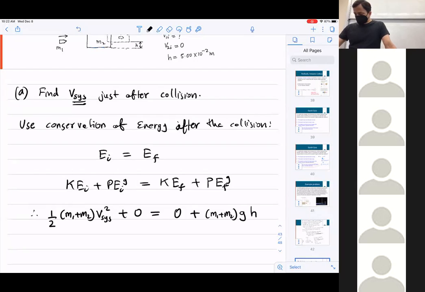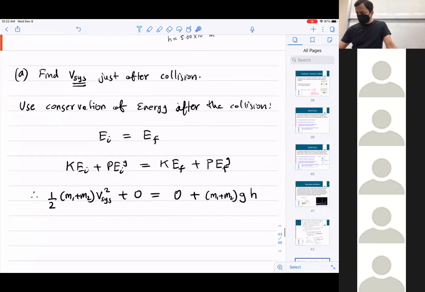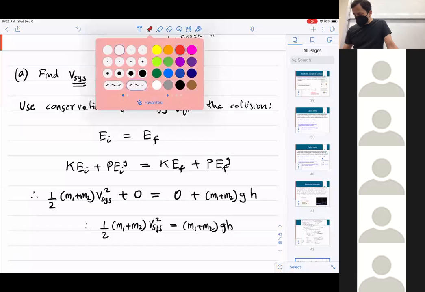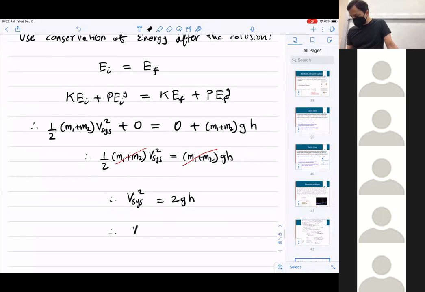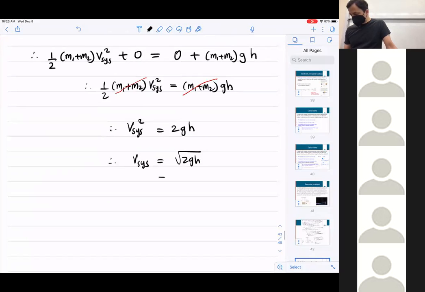And so you see now we have an equation where we know h, we know g, we know m1 and m2, so we can easily solve for v system squared. I can write this as 1/2 (m1 plus m2) v system squared is equal to (m1 plus m2) gh. The m1 plus m2 on both sides cancel out, and you get that v system squared is equal to 2gh, and therefore v system is the square root of 2gh, which you can now plug in numbers.